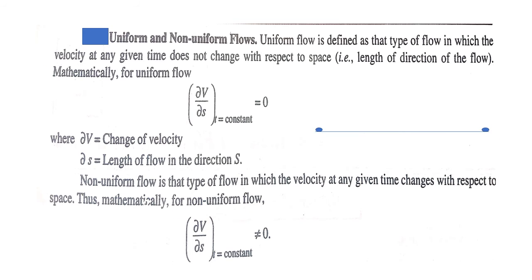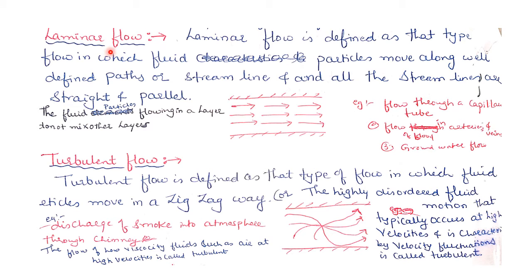Next we will study what we mean by laminar flow and turbulent flow. Laminar flow is defined as that type of flow in which the fluid particles move along well-defined paths or streamlines, and all the streamlines are straight and parallel. That means the fluid particles move in a well-defined path. See, this is the fluid particle, and this is the direction of the fluid flow.